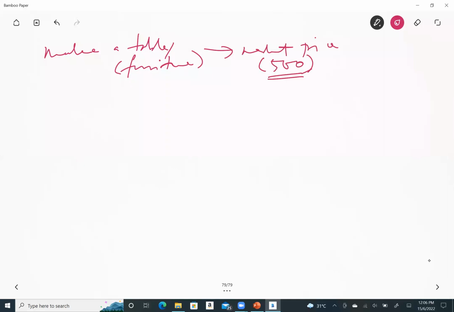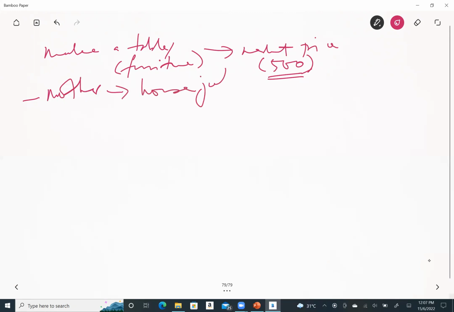Another example is your mother. Nowadays both mother and father are working, right? But if your mother does the whole house job, what does the mother do in the house? Cleaning. What work does our mother do? Father doesn't do it.